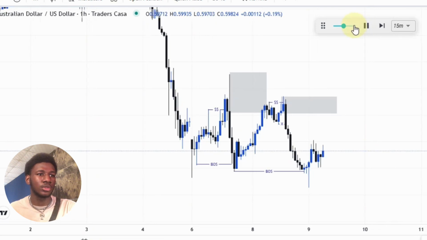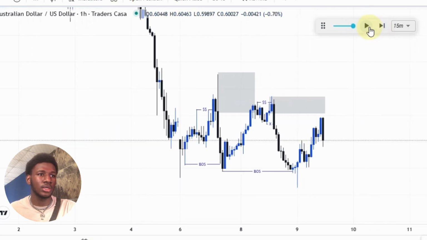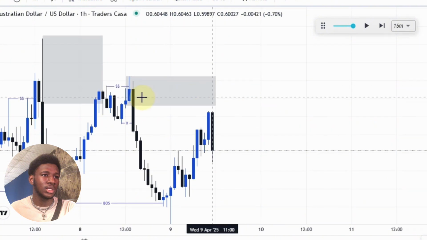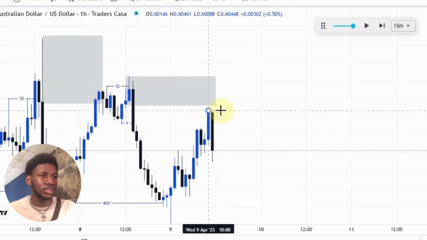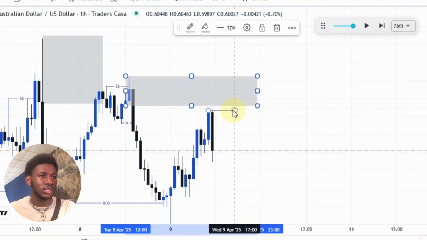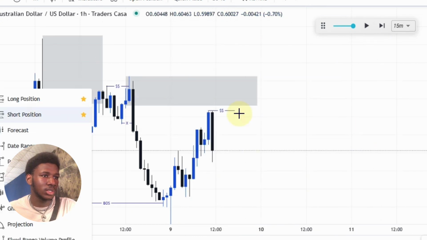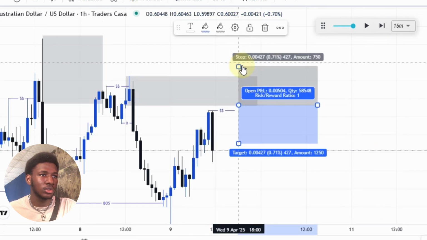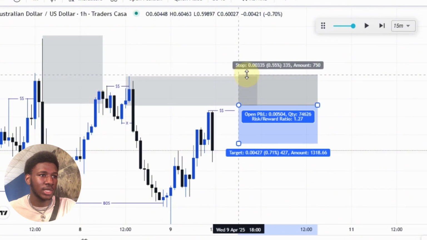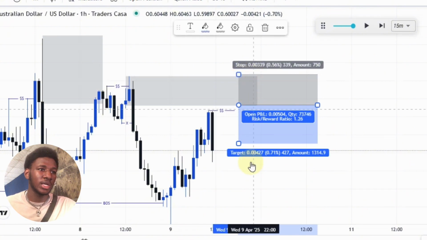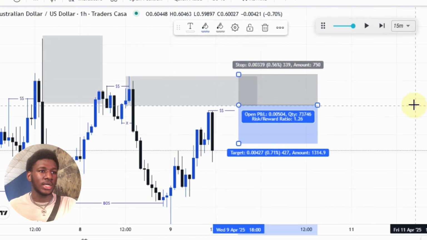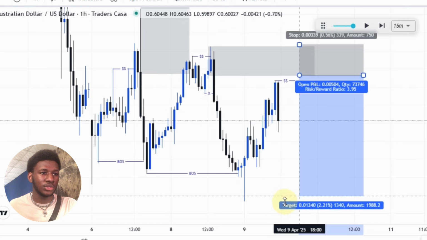So price was pretty much doing its thing, and boom, we had this inducement around price. And then I started setting my limit orders because I knew that this trade was going to get triggered anytime soon. So my stop loss was above the high, guys. Remember, stop loss above the high of your order block, and then my TP was at this recent low that price had created here.